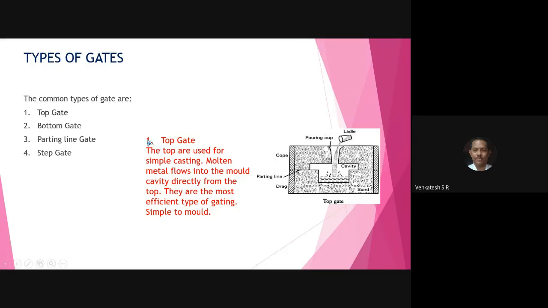The name itself indicates top. Top means the gates are present only on the top of the mold cavity. As you can observe here, this is the pouring cup. This is the ladle. From that, they fill the mold cavity from the ladle. So this is the cope, and this is the drag, and this is the parting line. So the gate present on the top of the mold cavity is called the top gate.